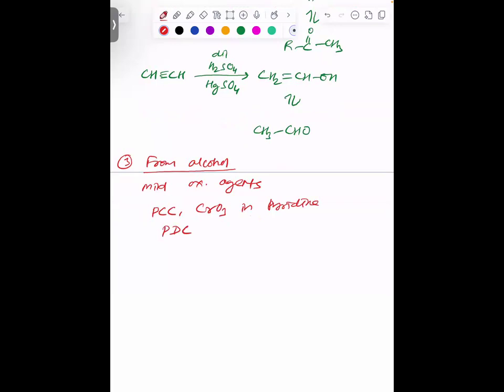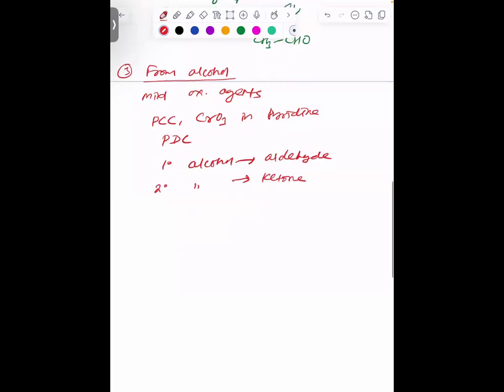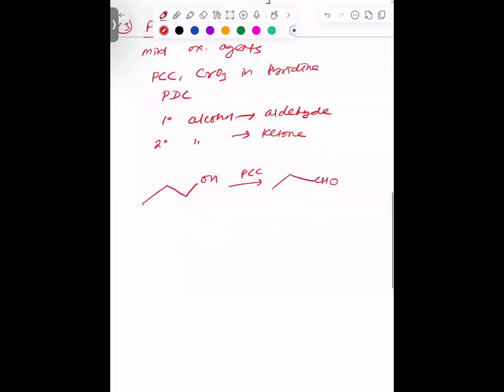Okay. So here primary alcohol is converted to aldehyde and secondary alcohol is converted to ketone. I need to explain this, students. See, if we take this, PCC, CHO. If we take secondary alcohol, CrO3 in pyridine, so that forms ketone.